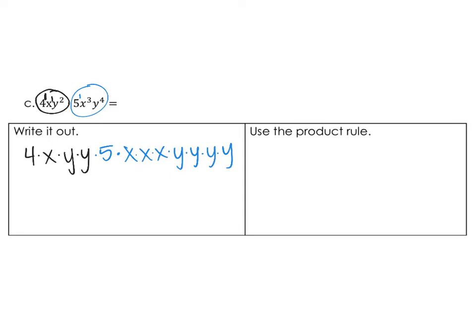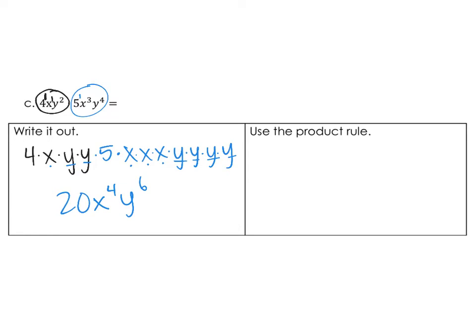Okay, so I look and I have a bunch of things happening. With my numbers, I have a 4 and a 5. Now, all of these things are being multiplied, so I'm going to multiply those two numbers. 4 times 5 is a 20. Then I look at my x's. I have an x here, here, here, and here. So I had 4 x's, which means I could write that as x to the 4th power. Then with the y's, I have 1, 2, 3, 4, 5, 6. So that could be written as y to the 6th power.